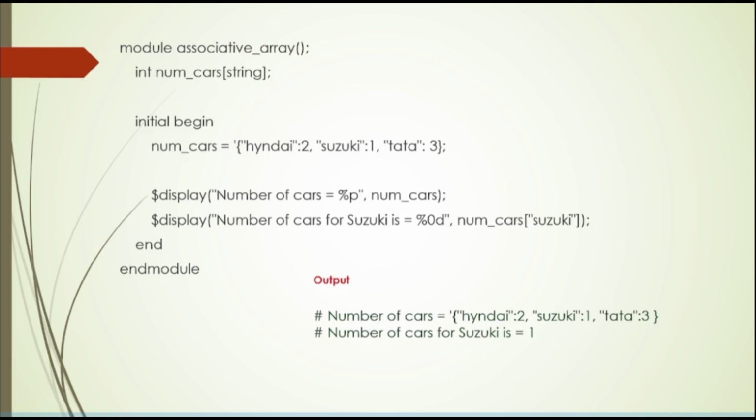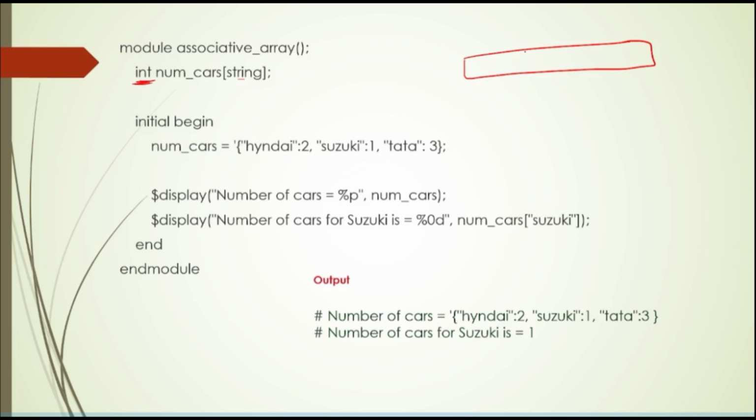Yes, so let us take one more example. Module associative array. If you see here, my data type is int, number of cars is my array name, and string means my index is of string data type. And what elements could it hold? It could hold int, which is nothing but integers. So if you see here, initial begin, I am just assigning the values.